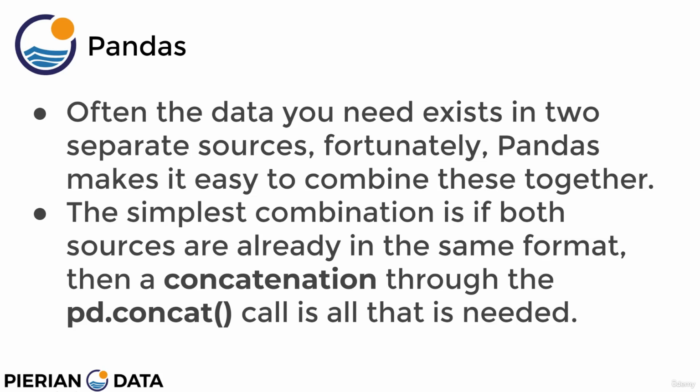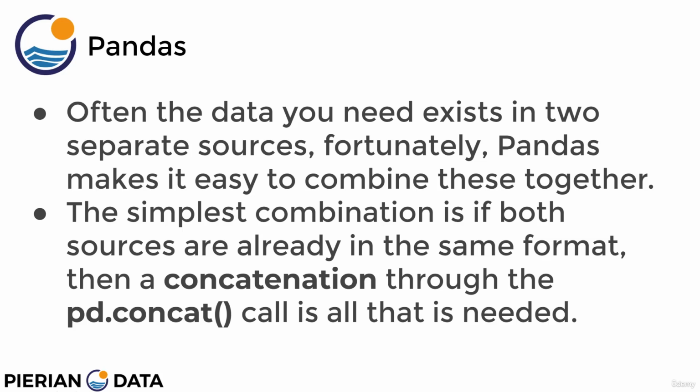You can have multiple CSV files or maybe some data in a SQL database and some data in an Excel spreadsheet, and you want to read them both in with Pandas and then combine them. So there's many different ways you can combine separate data frames. And the simplest combination is if both sources are already in the same format. Then what we can do is perform a concatenation through the pd.concat call. And that's all that's needed.